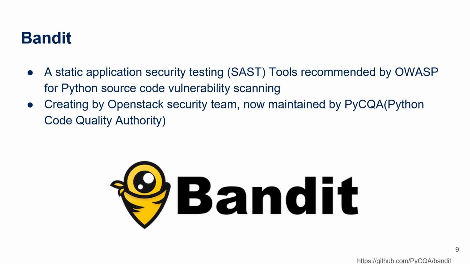I want to introduce some existing static testing tools, and the first is Bandit. It is recommended by OWASP as a tool for scanning Python source code weaknesses. It was developed by the security team of OpenStack and is now maintained by the Python Code Quality Authority. This project still has people contributing to it until recently. It is a project with a very active community.